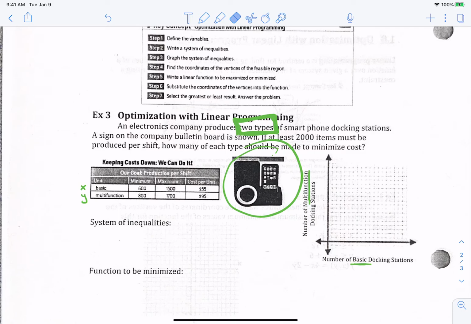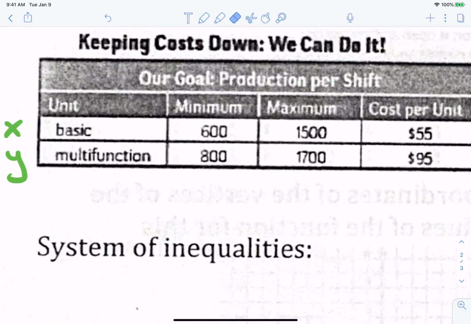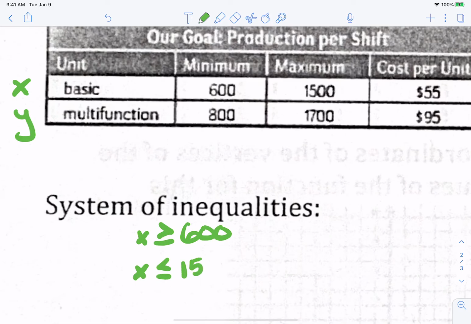All right. Basic, multifunction. So let's write some stuff here. The minimum number of basic ones that we can have according to the chart is how many? 600. If the minimum number of basic ones that I can produce is 600, that means X has to be greater than or equal to 600. But the maximum number is 1500, so X has to be less than or equal to 1500.